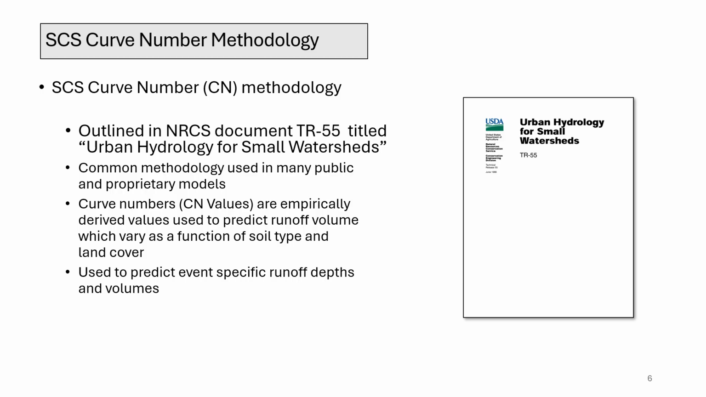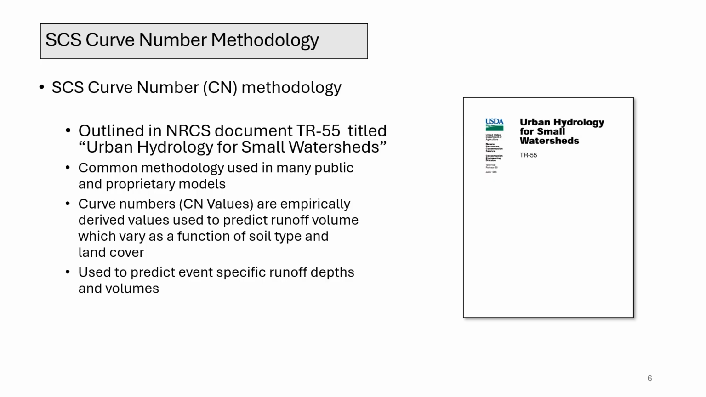This approach is extensively detailed in the NRCS technical release document known as TR55, officially titled Urban Hydrology for Small Watersheds. This foundational document provides extensive examples and clearly defines curve numbers for various cover crops and soil types, making it essential for understanding the hydrology of small watersheds. The curve number methodology is a widely adopted technique, frequently incorporated into many public and proprietary hydrologic models.